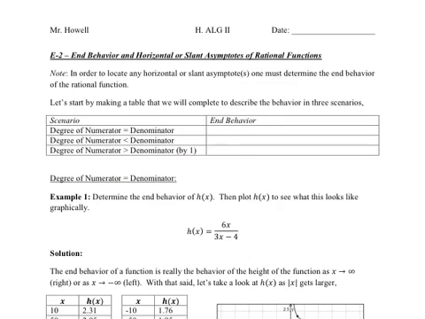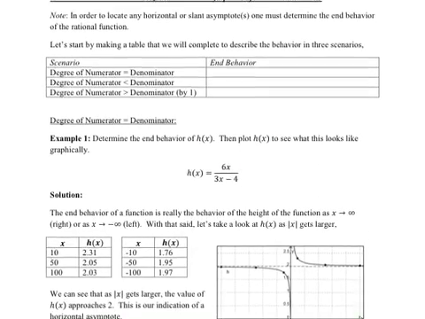Now, let's say the degree of the numerator is equal to the degree of the denominator. We start by saying, alright, in this example, determine the end behavior of h of x, then plot h of x to see what this looks like graphically. So how do we start by determining the end behavior?